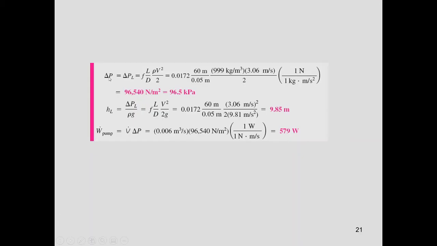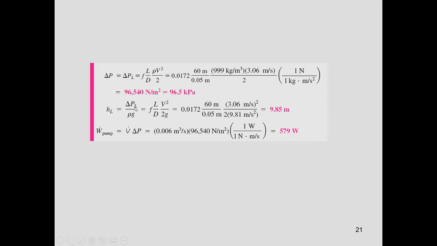Then just calculate the delta P. Delta P is equal to F L over D rho V square over 2. Put in every piece of information you know. You have just found that F is equal to 0.017. L over D, the length of the pipe is 60 meter and the diameter is 0.05. Density is 999, and V square is 3.06 squared. I forgot to put the square here. And then by calculating it, you get that delta P is equal to 96,500 Pascal or 96.5 kilopascal.